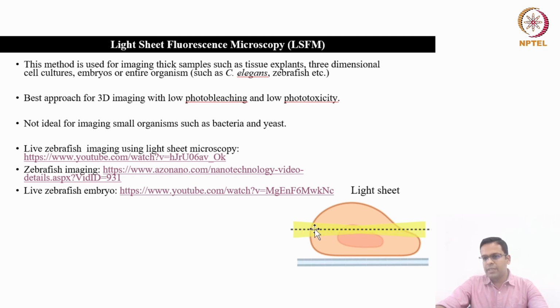So only these many molecules are illuminated, and those illuminated molecules, the fluorescence from the illuminated molecules, get captured by the objective lens. This is the best approach for 3D imaging with low photo bleaching and low phototoxicity. Why low photo bleaching and low phototoxicity? Because you are illuminating this plane and you are collecting the information from this plane. Then you can illuminate the next plane, you can collect the information from that plane. You illuminate the other plane and you can collect the information from that plane. So it provides low photo bleaching and low phototoxicity.